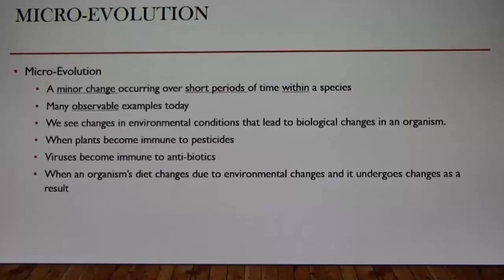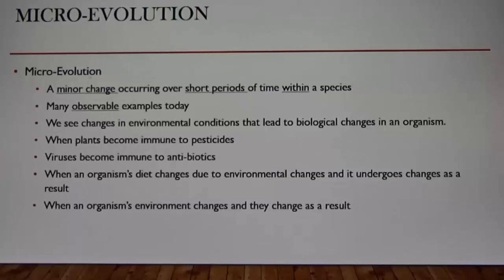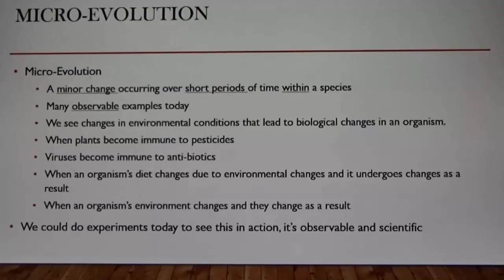And the chemicals within this new food source caused the pigment of the sea creature to actually change. But again, the sea creature is still a sea creature, the bear is still a bear, the plants are still plants, the viruses are still viruses. So when an organism's environment changes, they change as a result. We'll look at some examples of this later on.